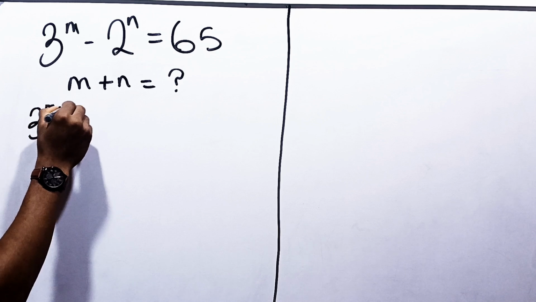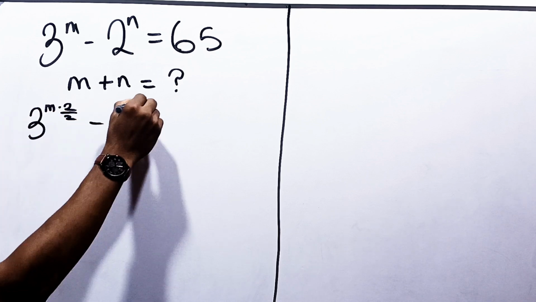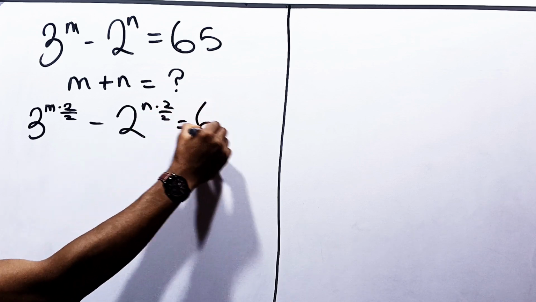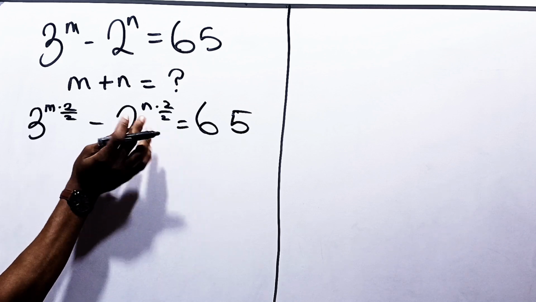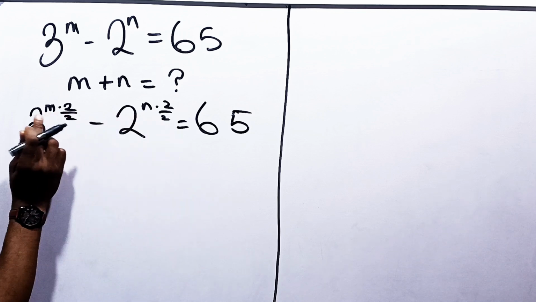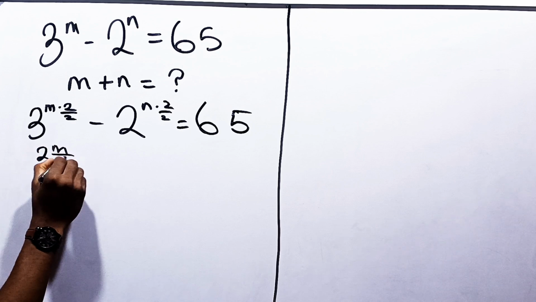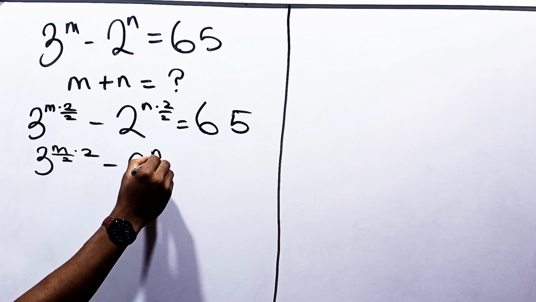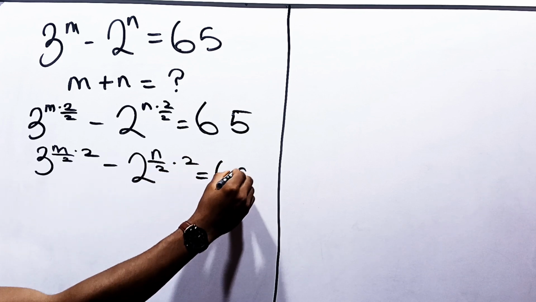can multiply this by 2 over 2. Minus 2 raised to power n, we can multiply the same power by 2 over 2 to be equal to 65. Now, 2 over 2 is 1, so you're literally multiplying by nothing. Now, from here, we can say that this is 3 raised to power m over 2 multiplied by 2 minus 2 raised to power n over 2 multiplied by 2 is equal to 65.